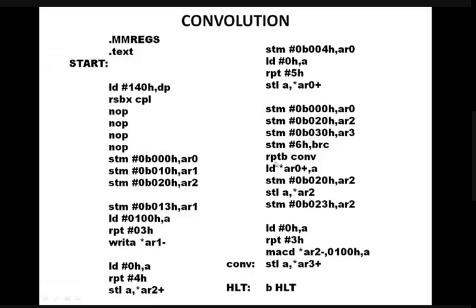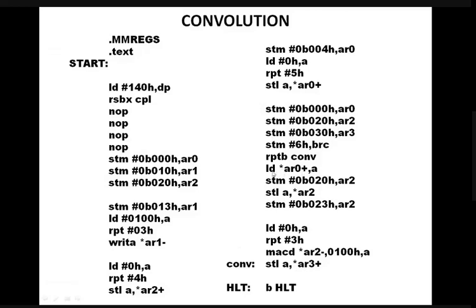After that, we are writing RPTB. RPTB means repeat the block up to CONB. What is CONB? CONB is here. So repeat this block 7 times. When you repeat this block 7 times, we will get the linear convolved output. That is the idea here. Then you are stopping the program. So when you repeat this block 7 times, what are you doing here?